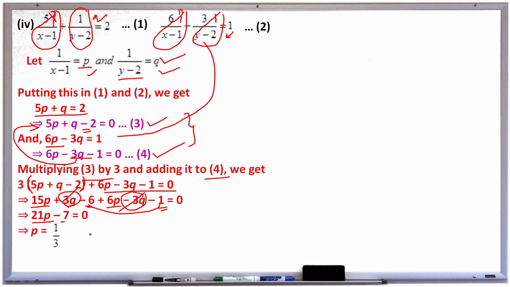So the p value we want: p is equal to, bring 7 to the right hand side, minus 7 will become plus 7. This 21 you bring to the denominator, so it will become 1 by 21. 1 7 is 7, 3 7s are 21. We got the value of p. Now we are going to get the value of q.